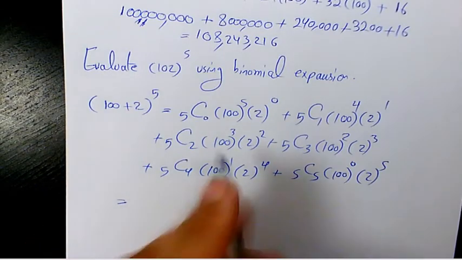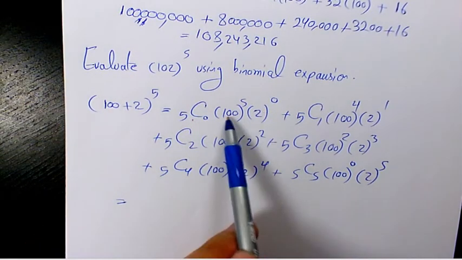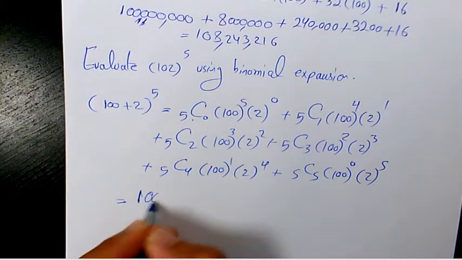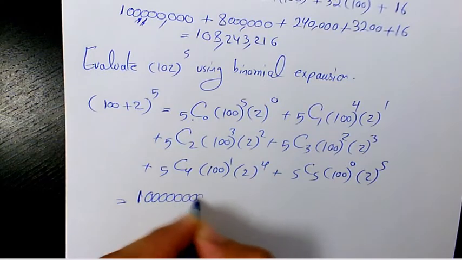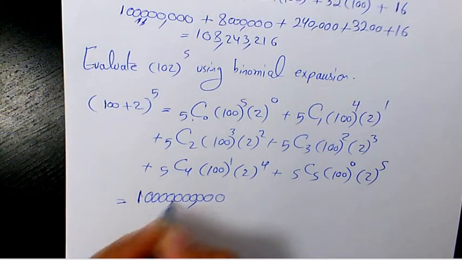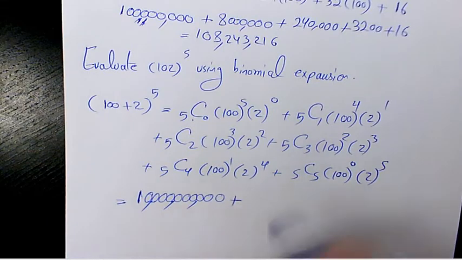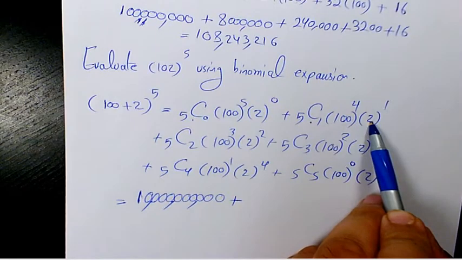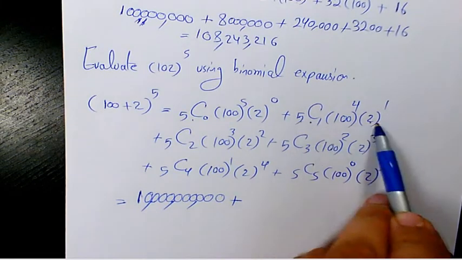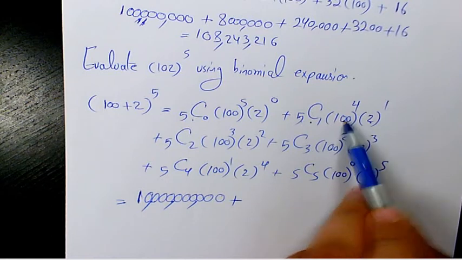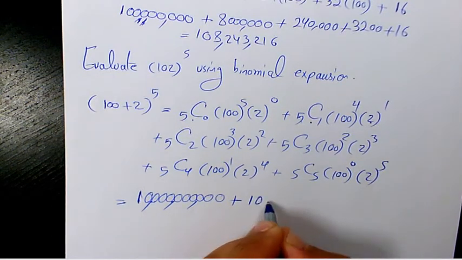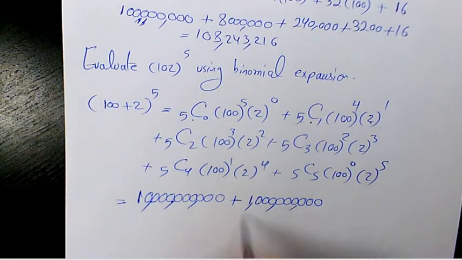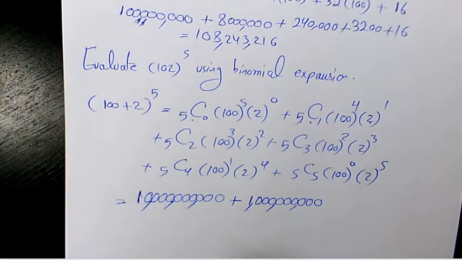As you see here, the exponent of the first one is decreasing and the exponent of the second one is increasing. So the first one, this one is 1, this one is 1, so it's going to be 100 to the power of 5. So we're going to have 10 zeros, 1, 2, 3, 4, 5, 6, 7, 8, 9, 10, which is going to be 10 billion, plus this one is going to be 5 times 2, 10, and here we have 8 zeros, so we have 1 billion.